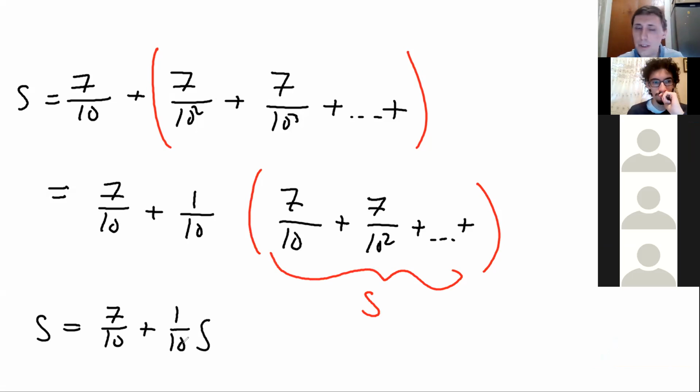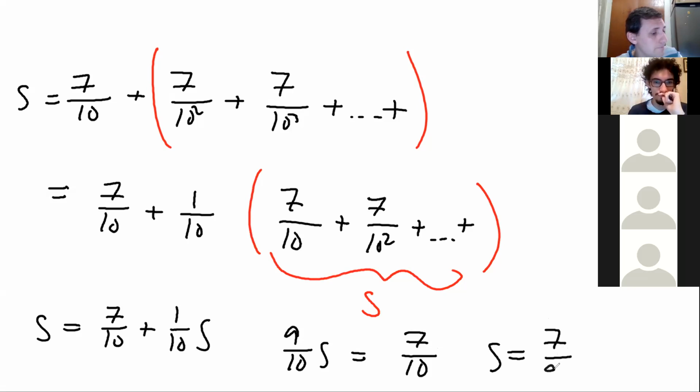Yeah? Do you see what I did, guys? I was able to reduce complexity here. And then I move the 1 over 10 S across, and then I have what? I have 9 over 10 S equal to 7 over 10. So that means that S is equal to 7 divided by 9. So it's 7 divided by 9.